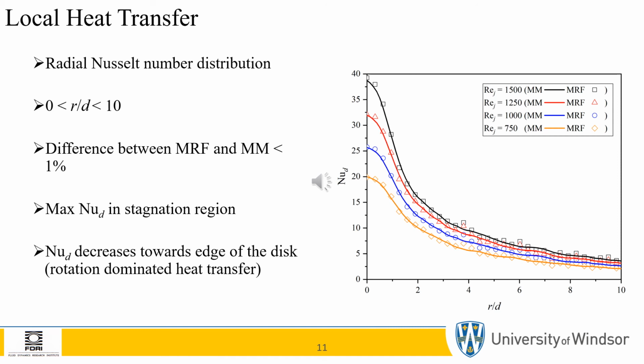Finally, we can see from these results that near the stagnation region of the jet, heat transfer can be considered to be jet dominated, and towards the edge of the disk, where curves of constant jet Reynolds numbers merge, we can see that heat transfer tends to be more rotationally dominant. However, further studies need to be conducted at a wide range of rotational Reynolds numbers to understand the phenomena here.